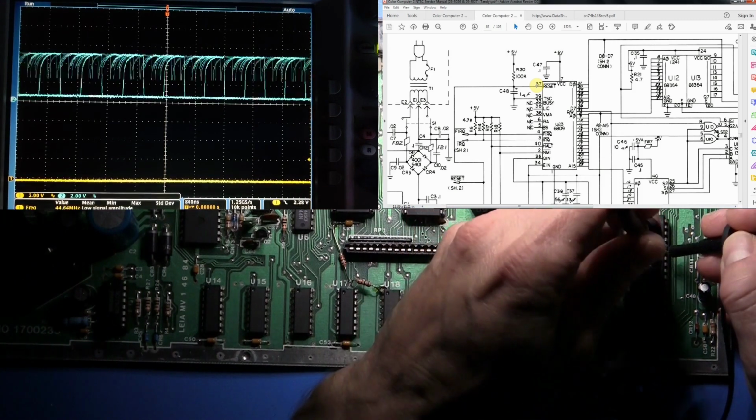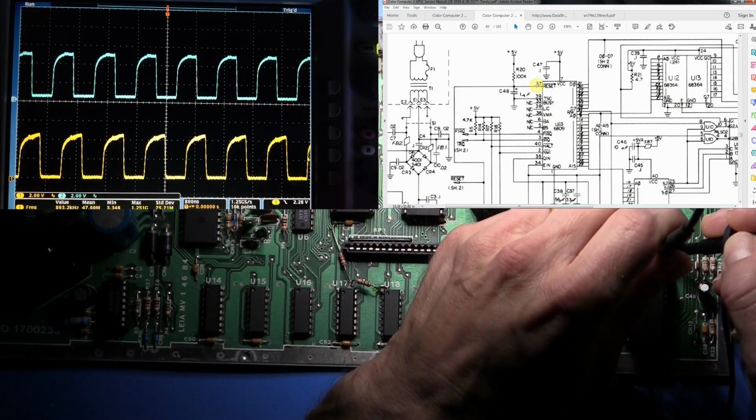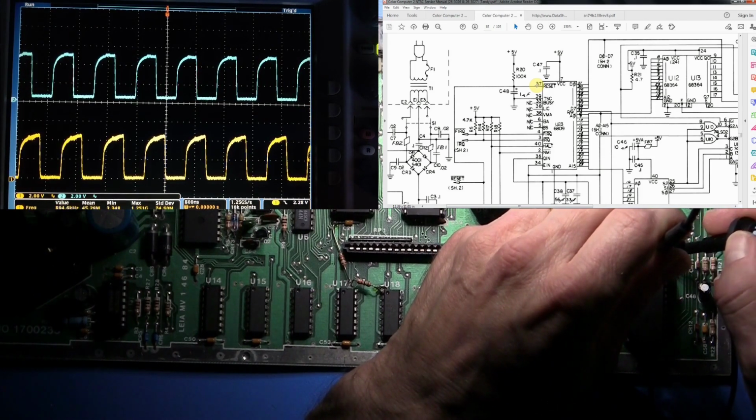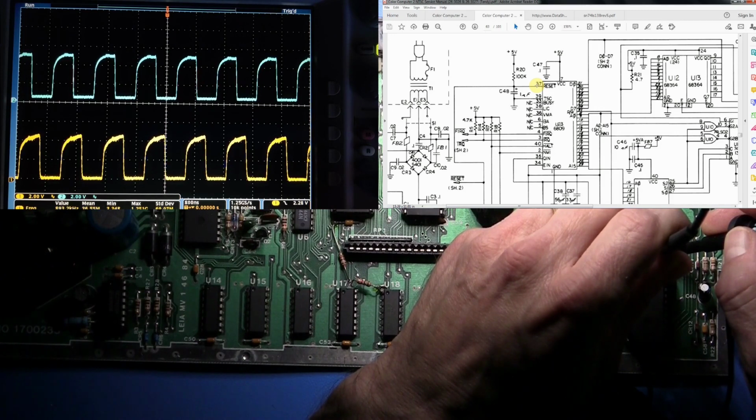Pins 35 and 34. Okay, this looks good. On the top there we have pin 35, QN, and on the bottom, channel yellow is EN. So Q above the E. That looks good. So the Q is leading the E by 90 degrees.